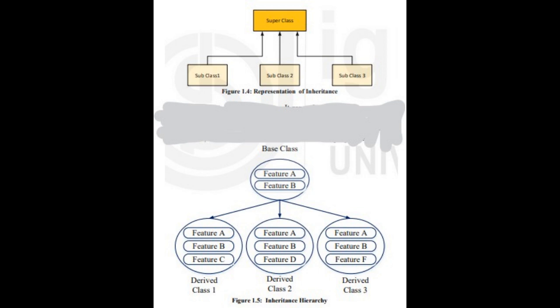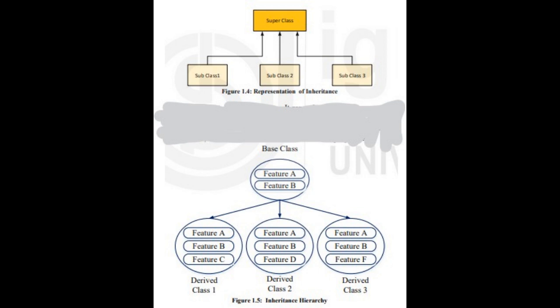The real-life example of inheritance is a child and parents, like a child can inherit all their father's properties. Figure 1.5, Inheritance Hierarchy. Figure 1.5 shows the working of inheritance. Like you can see, three classes are derived from the base class. Features A and B of the base class are inherited in all the three derived classes.